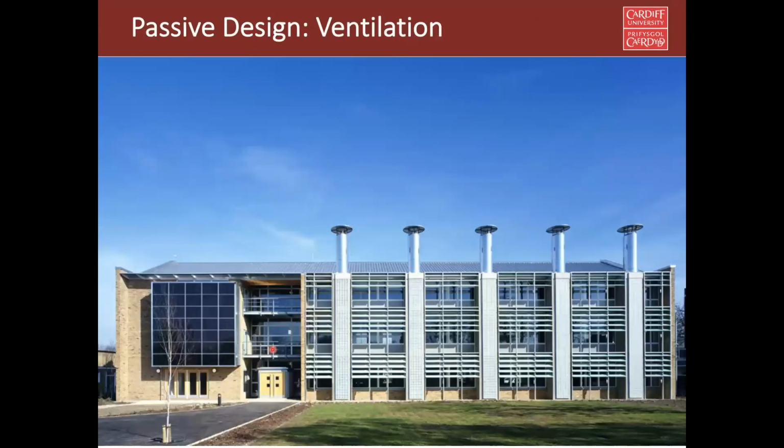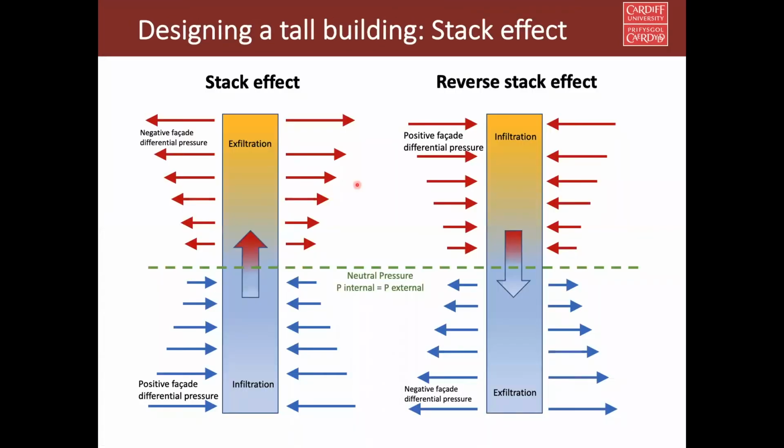This is the BRE building near London. So they use this effect for natural ventilation, but to use this effect, we have to create buoyancy. That is the temperature differential. So they use these chimneys to create the buoyancy effect. Air moves in from somewhere else, warms up and goes out this path, and that creates this air circulation.